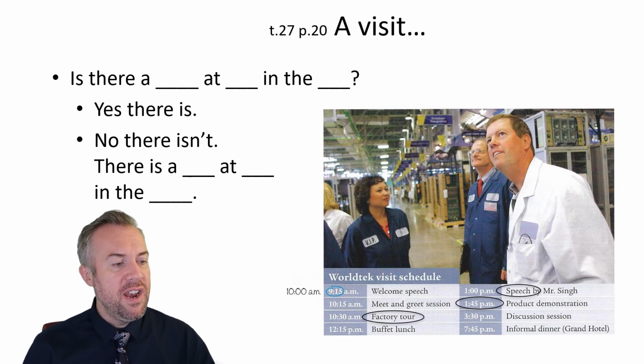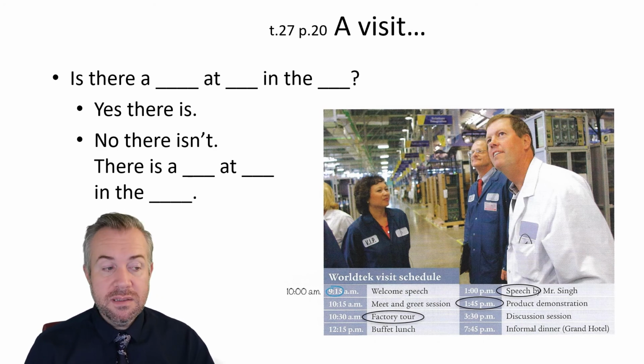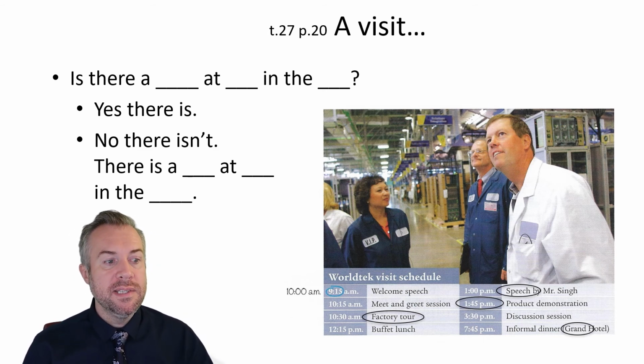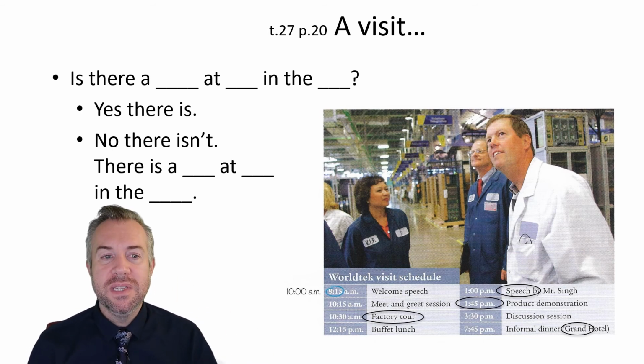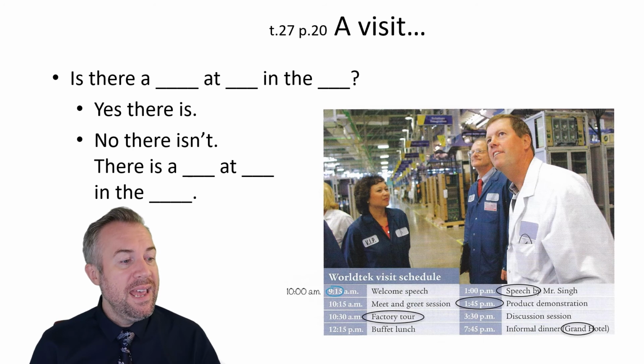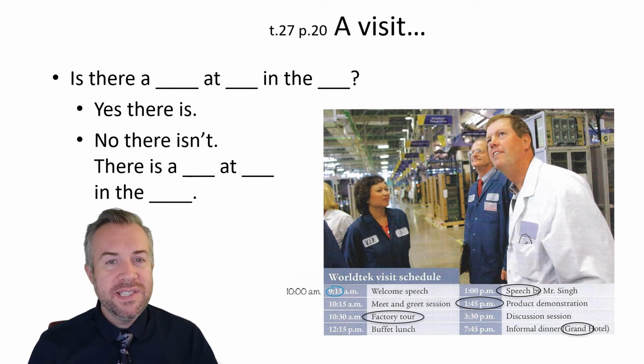Finally, is there an informal dinner at the Grand Hotel at 7:45 in the evening? No, there isn't. The informal dinner is correct. The time is correct, but it's not the Grand Hotel. It's the Station Hotel. Is there an informal dinner at the Grand Hotel at 7:45 in the evening? No, there isn't. There is an informal dinner at the Station Hotel at 7:45 in the evening.